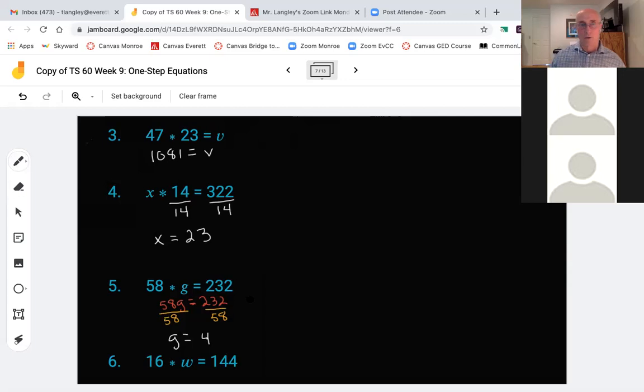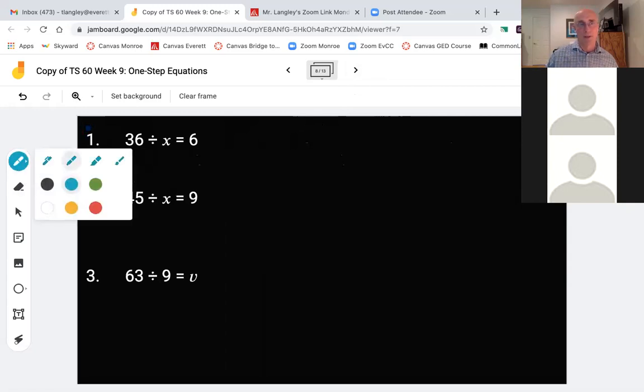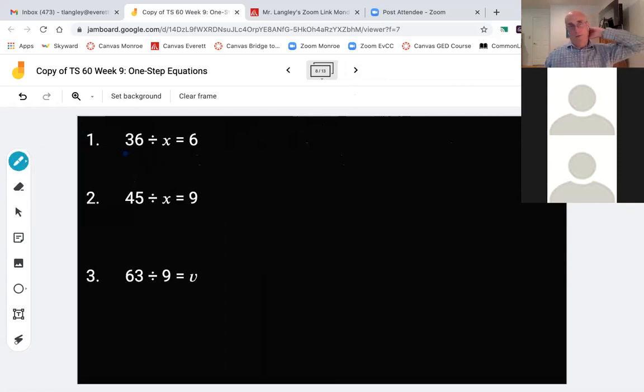All right, so those are a couple of just more examples. I hope you're starting to get it, but I'm going to continue on with some more notes here. What I'm going to do with a couple of these is just start them. I'm not going to complete them. All right, so I have 36 divided by x. Do you see that? I would rewrite that as 36 over x equals 6.